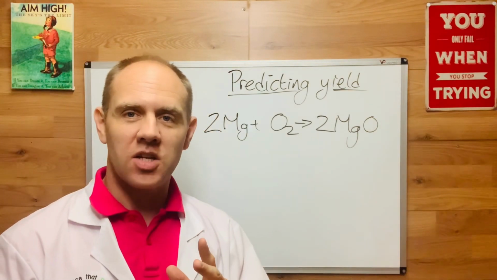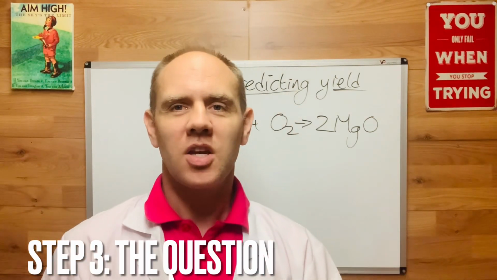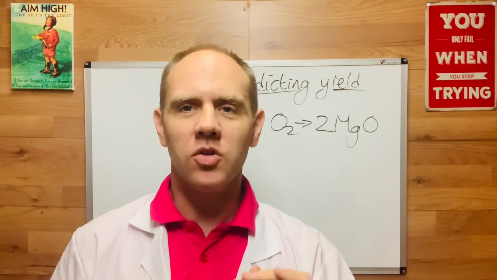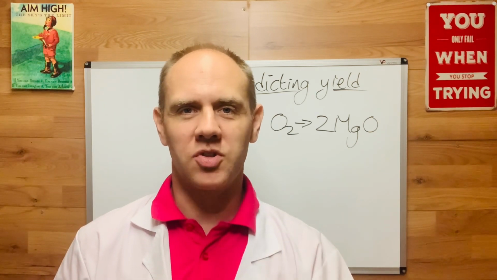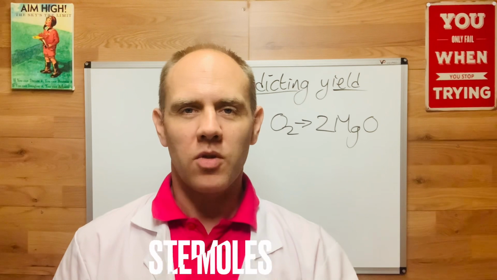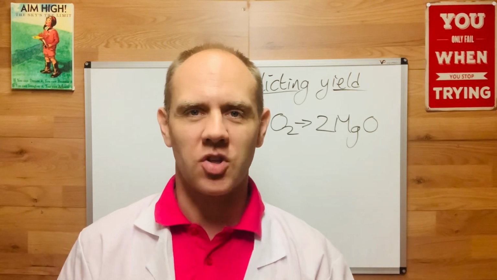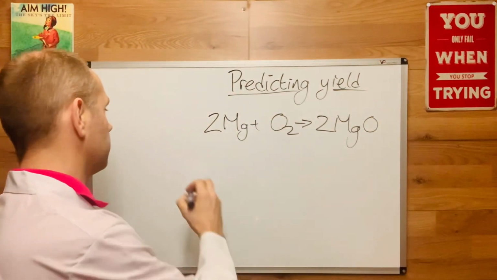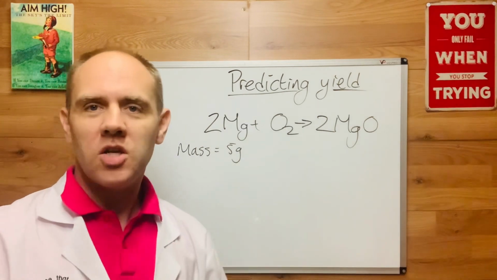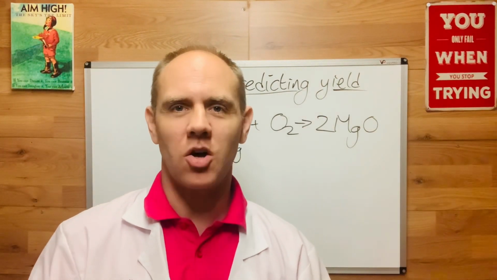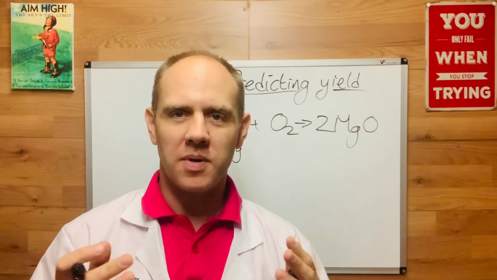The next thing you need to know is, what does the question ask? So let's pose the question, and that is, predict the yield if magnesium, 5 grams of magnesium, is completely combusted in excess oxygen. Well, the first thing in that question is, how much magnesium do you have to start with? Well, you've got 5 grams. You know that it's being burnt in excess oxygen. That means there's more than enough oxygen for all of those 5 grams to be combusted.